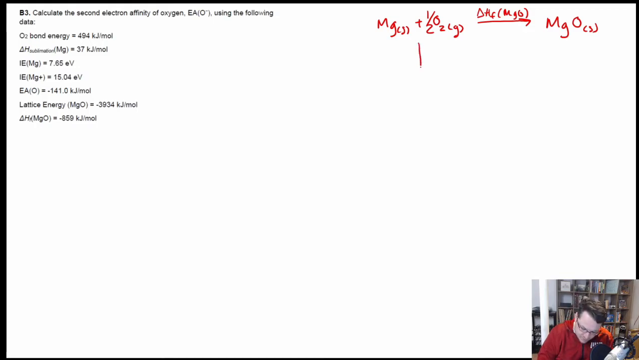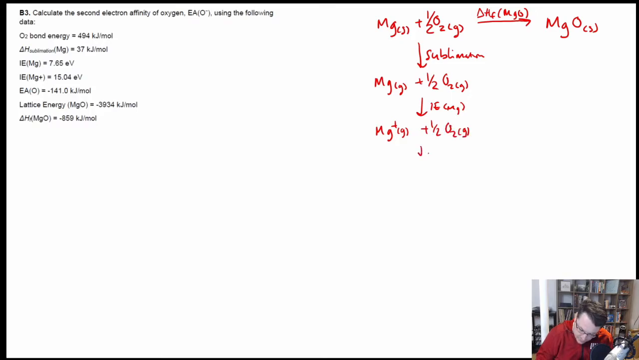The first step is the sublimation of magnesium, because it has to be in the gas phase for all these different steps. So we have the sublimation to form magnesium gas plus 1/2 O2 gas. Then we do the first ionization of magnesium, which forms magnesium plus. And then we do the second ionization energy, so this is for magnesium plus, and we get magnesium 2 plus, plus 1/2 O2 gas. So we're now done with everything we have to do with magnesium.